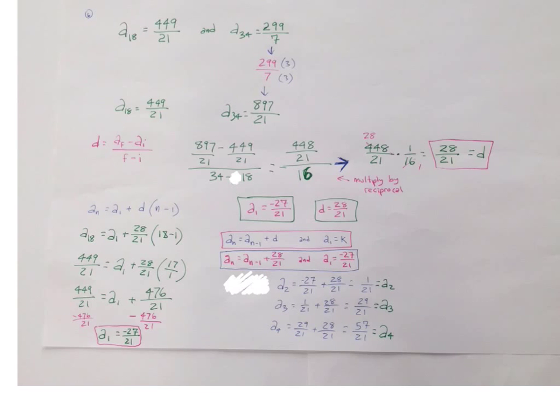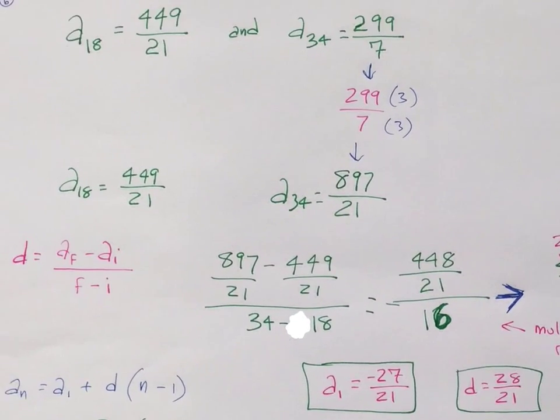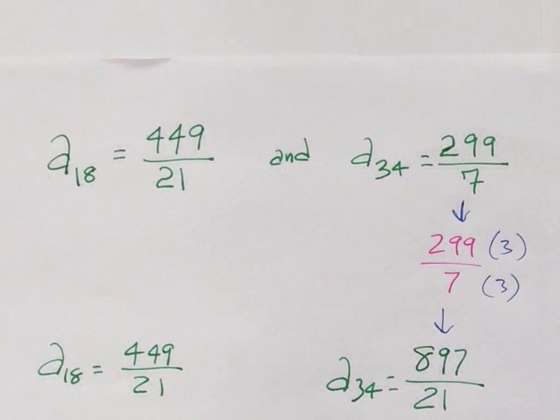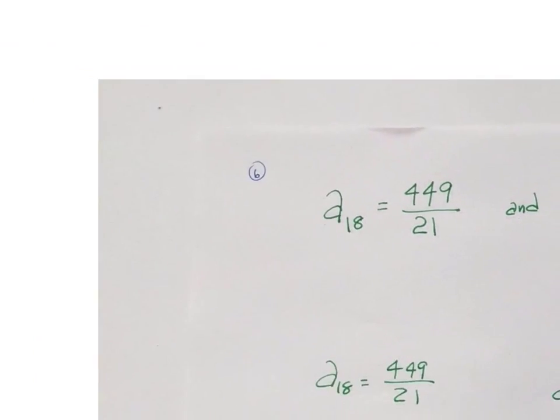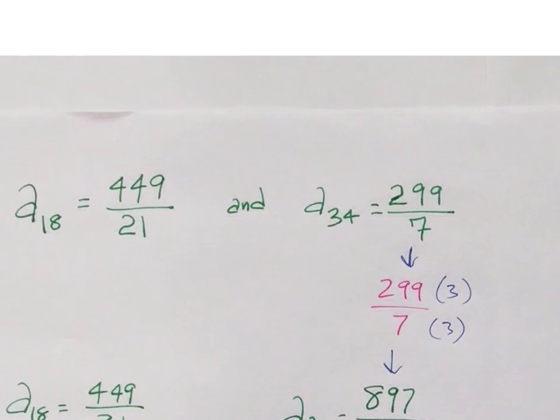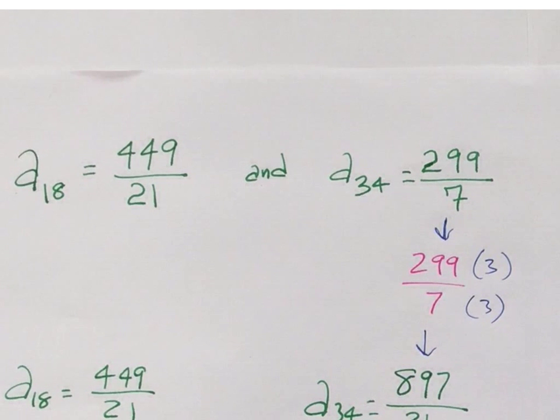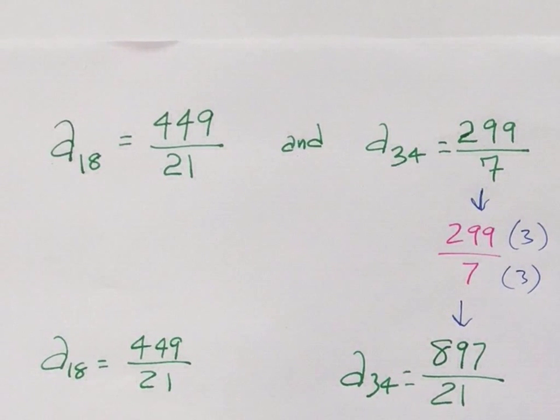So this problem is a little bit of a doozy because we're going to be working with fractions. Let's say, hypothetically, the 18th term is 449 over 21, and the 34th term is 299 over 7. We need to get the denominators to the same right off the bat. We know that these have common factors. We can make the 34th term's denominator equal to 21 by multiplying both sides by 3.